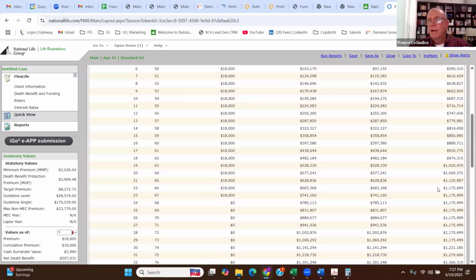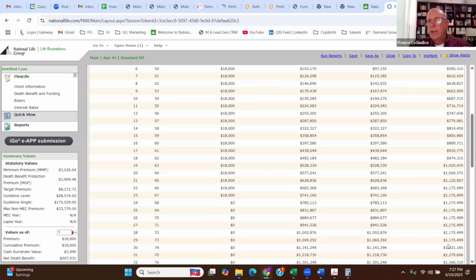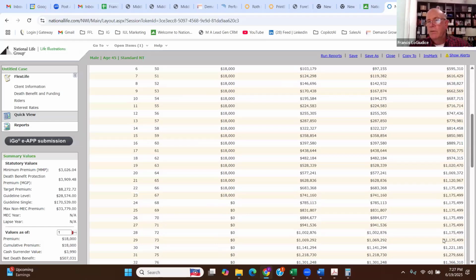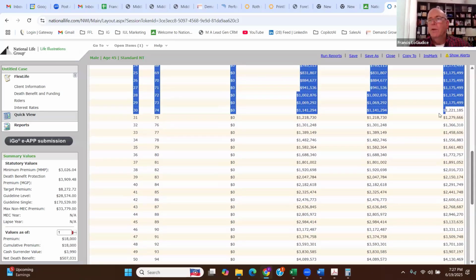So if you look right here, from this point, all this is 1.75. Let's see if I can do it like that. There we go. So all that's level. The reason why it's increasing, if you look over on the right, this 1.222, if you look here, it's growing. Why is it growing?